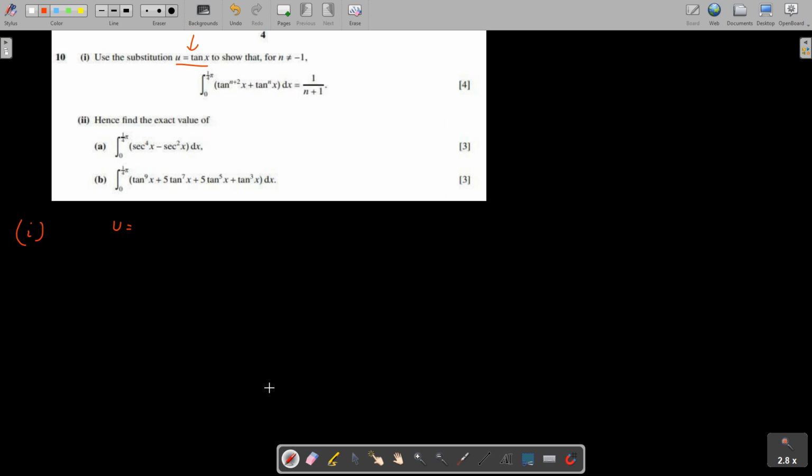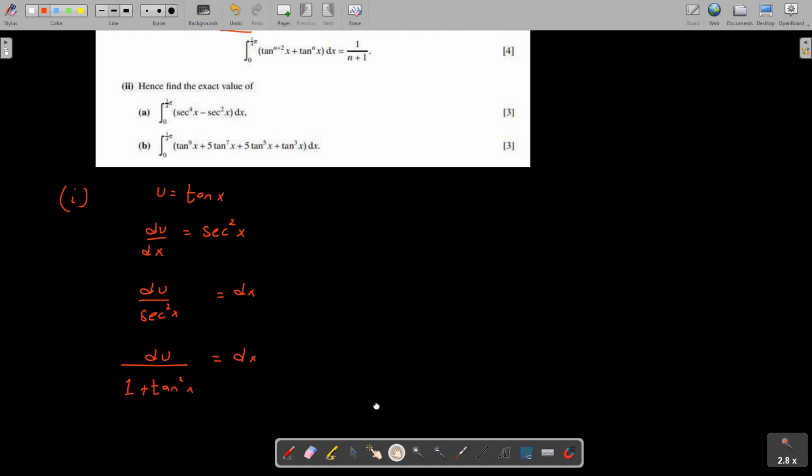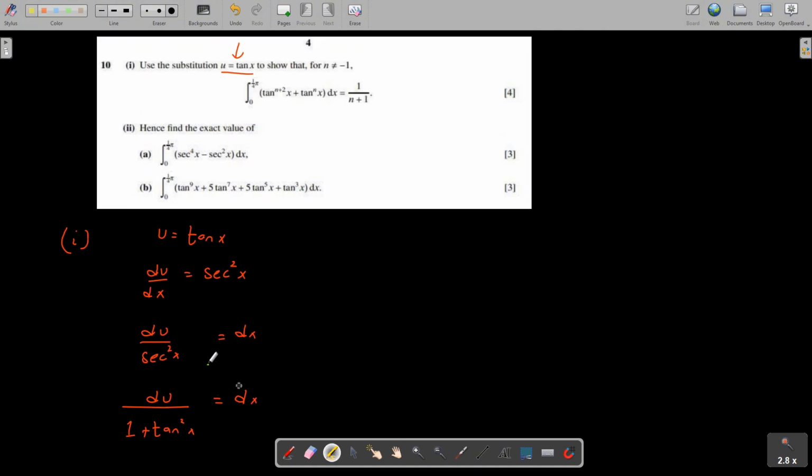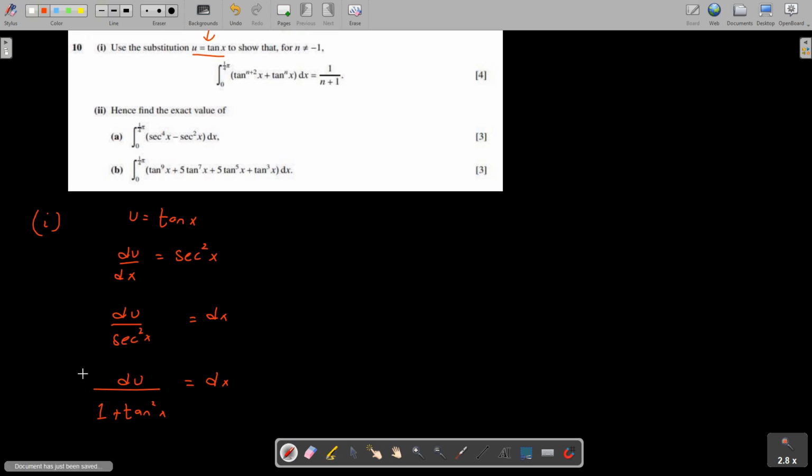For that, we first write the substitution, then du by dx should equal secant squared x, because that's the derivative of tan. Now let's make dx the subject of the formula, which will make it du over secant squared x. One substitution that we are aware of is secant squared x is equal to 1 plus tan squared x, so let's write that as well. The reason I'm writing this is that our integral consists of tan, and perhaps using this conversion will help us instead of using secant squared x. So yeah, that's pretty much about it.